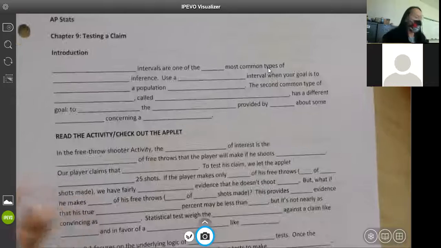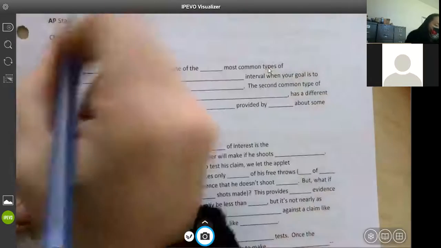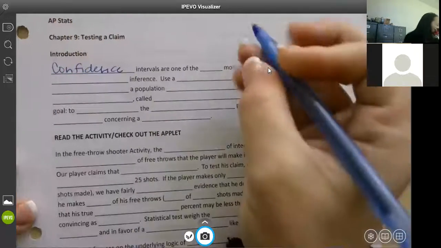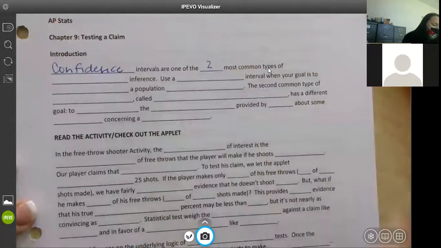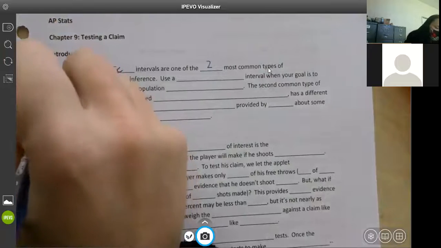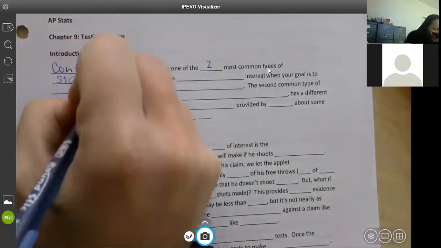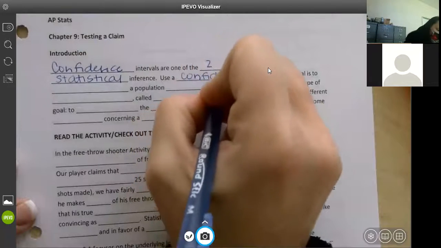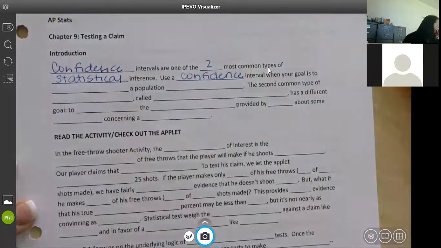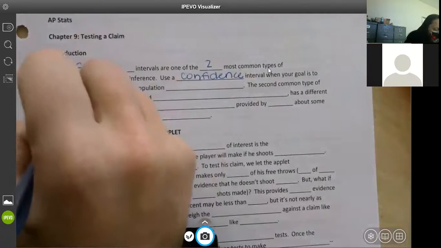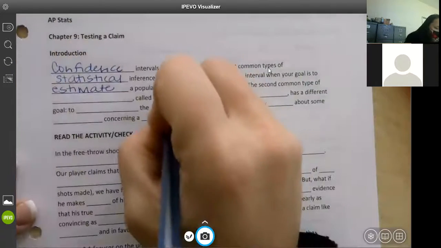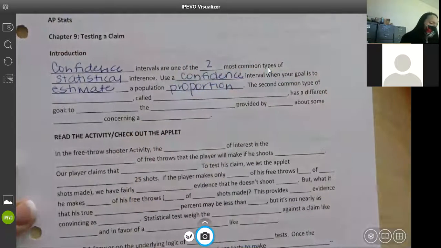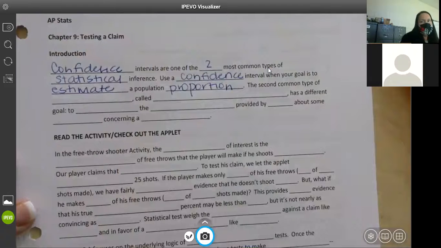All right, so your introduction, we talked about confidence intervals in chapter 8. Confidence intervals are one of the two most common types of statistical inference. We use a confidence interval when your goal is to estimate a population proportion, or any parameter for that matter. It could be a mean as well.